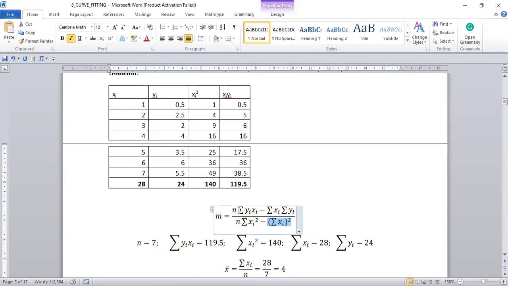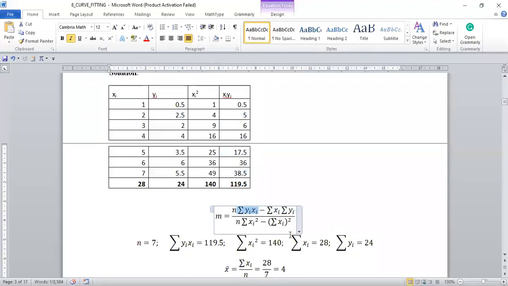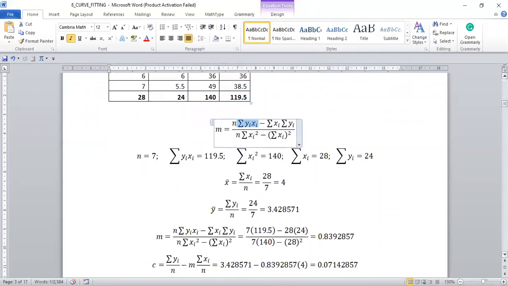Then we need this summation. We multiply x by y, then we sum all the elements in the cell together. So you multiply x by y to get this. Multiply 2 by 2.5 to get 5. After that, you sum all of this together in order to get this. So we already have all the values we need.